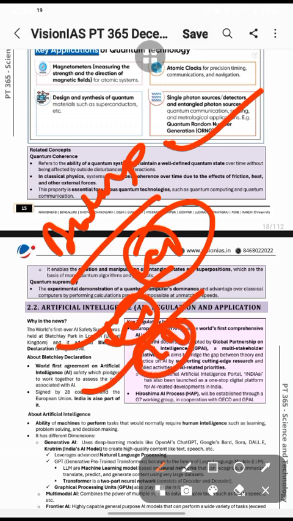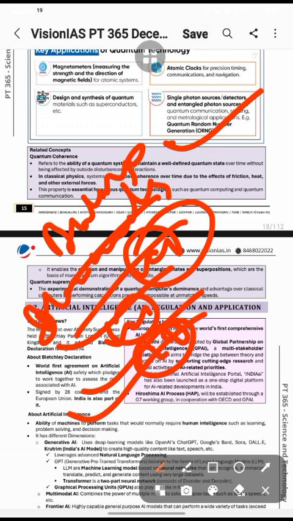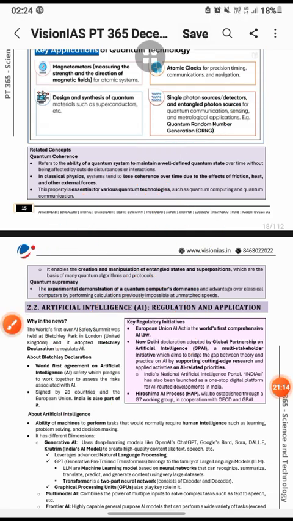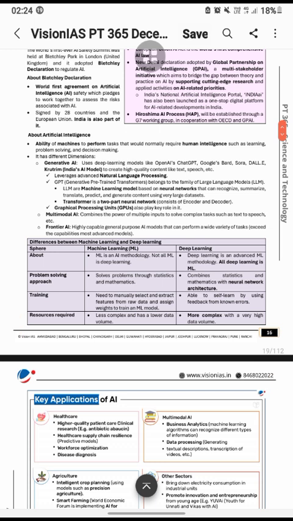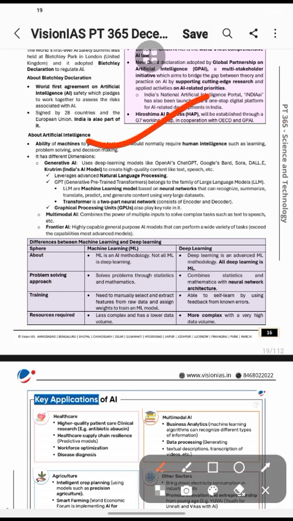AI is the ability of a machine to perform tasks with human intelligence. The Bletchley Declaration concerned this, and it relates to the deep learning behind ChatGPT, Google Bard, Sora, DALL-E and Krutrim. Krutrim is India's AI model.